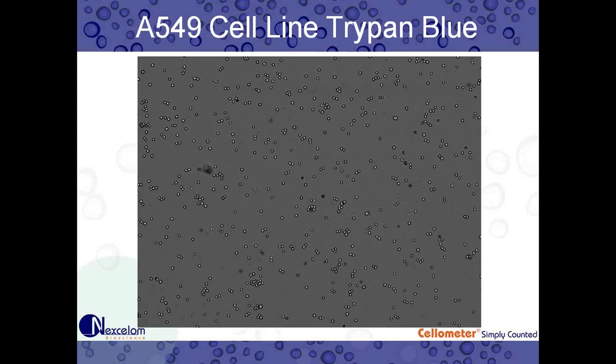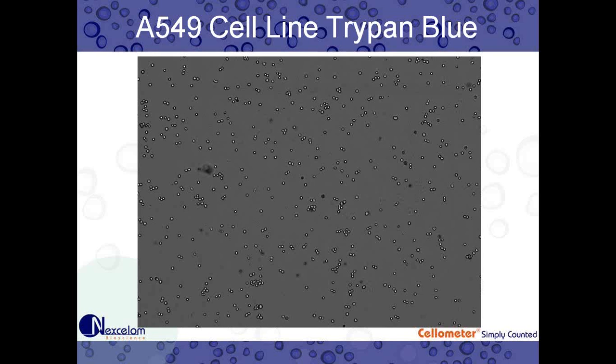I also have images of cells stained with Trypan Blue using some of our other instruments. So here we have the SF9 insect cell line, and this image was taken with an Auto T4. And this is also a nice clean sample again, and you can clearly see the Trypan blue positive cells, though they're not too many.